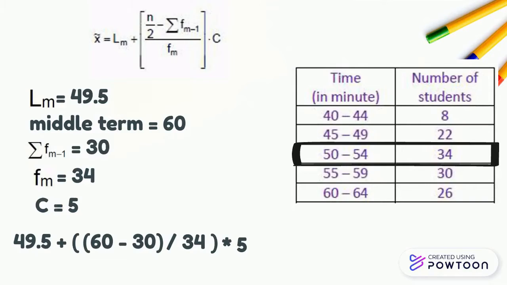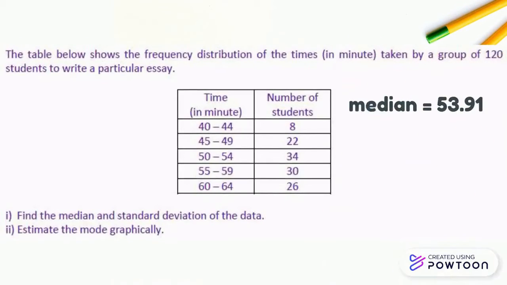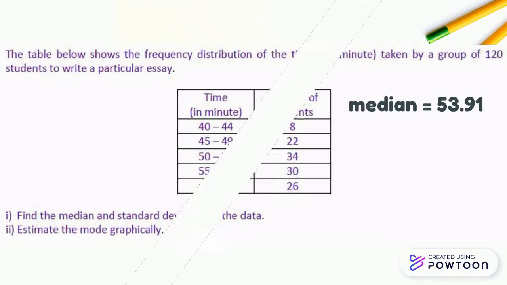When you calculate everything, you will get 247.5. Therefore, the median of this table is equal to 247.5.